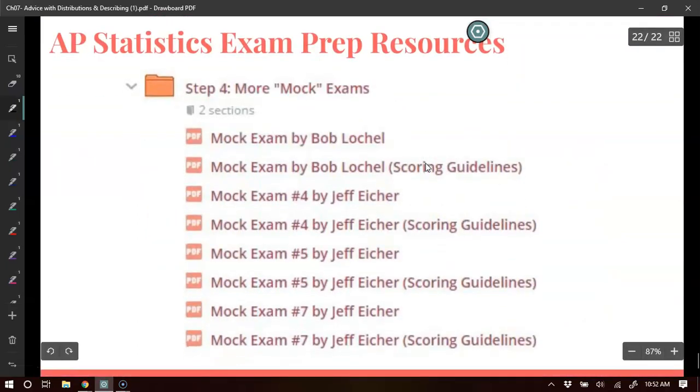And step 4, more mock exams. We have found some more mock exams if you want to do some more practice. And we even posted the scoring guidelines to each one of those for you.